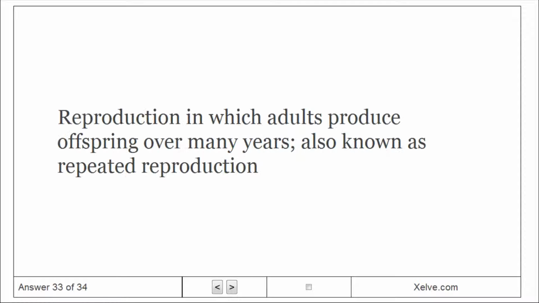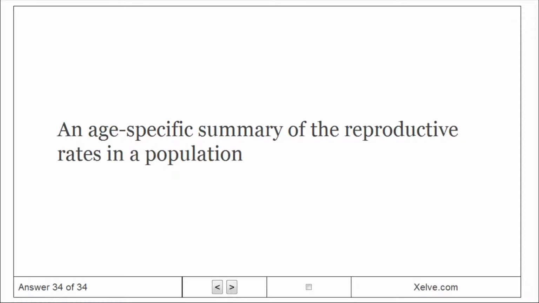Heteroparity. Reproduction in which adults produce offspring over many years is also known as repeated reproduction. Reproductive table. An age-specific summary of the reproductive rates in a population.